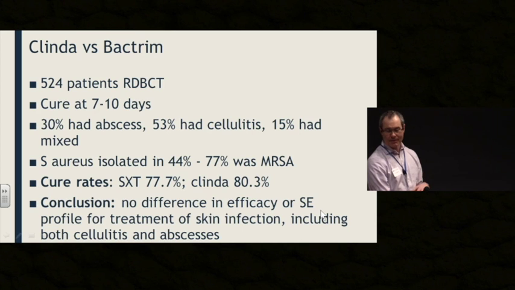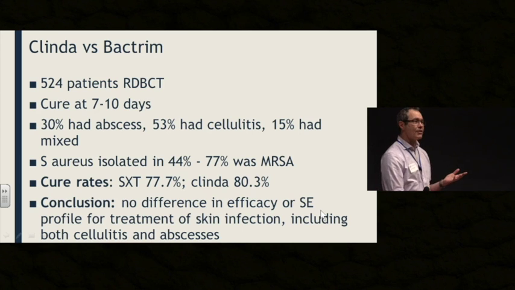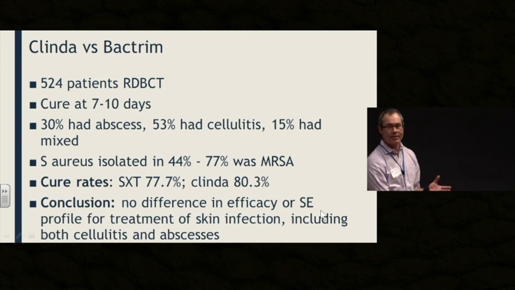It was a randomized double-blinded study. They looked at cure at 10 days, and look at how many patients had abscesses: 30% had abscesses, 53% had cellulitis, and 15% had both. So half the patients had some kind of abscess. Right away, that's a lot different than the typical sort of patient around here. Staph aureus was grown in 44%, and of the Staph aureus, 77% was MRSA. So this was a multi-center double-blinded trial. It just shows how prevalent MRSA is in some places.